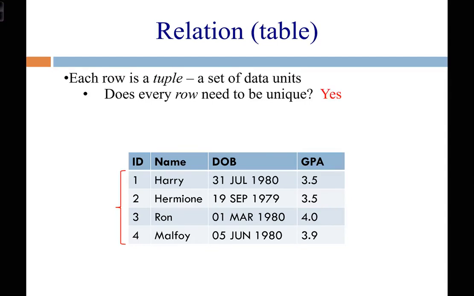So by definition, actually, a relational database does not contain duplicate tuples. It's a set. Every row in a relation will be unique.